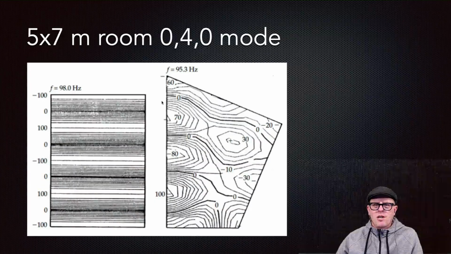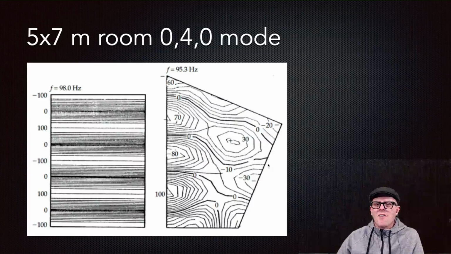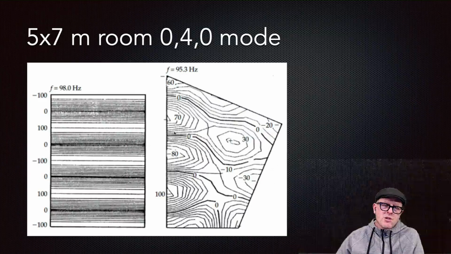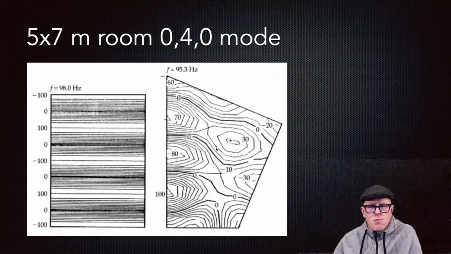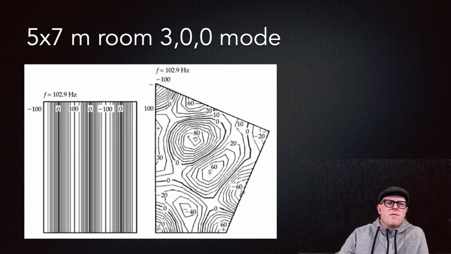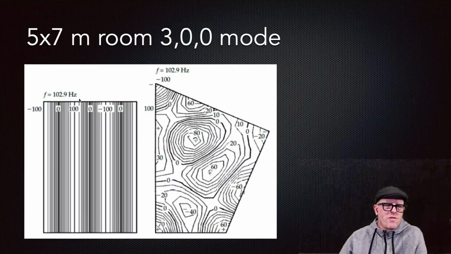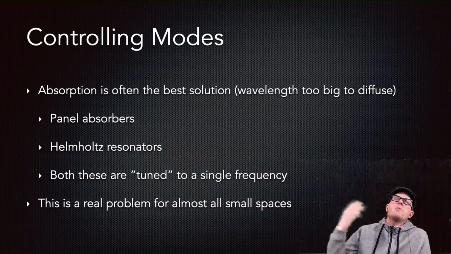So in a 040 mode right here, this is the fourth mode of oscillation in this axis, and then 0 in the other axis and 0 in the height, we can see that it just kind of messes things up. So we still have them. You can see the general shape. It still correlates to this one right here, but you've got these weird islands of stuff in there. And then I guess another 5 by 7 meter room at the 300 mode, so it's 102 meters for the third mode of oscillation. You get these hot and weird dead spots. So they still exist. So what are we to do about this?